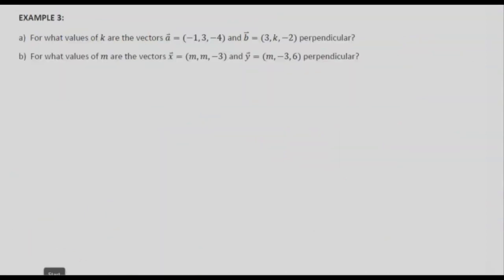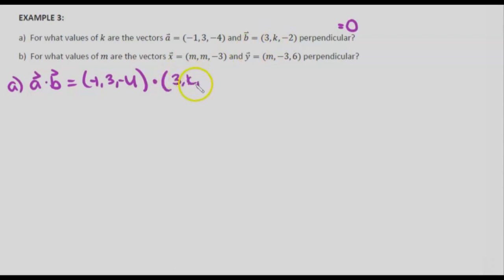Example 3, for what values of k are vectors A and B perpendicular? Okay, so if you remember, perpendicular vectors have a dot product of 0. So what we're going to do is A dot B, vector A dot vector B. So vector A is -1, 3, -4, and we're going to dot it with 3, k, -2.